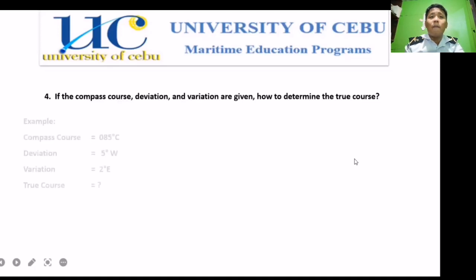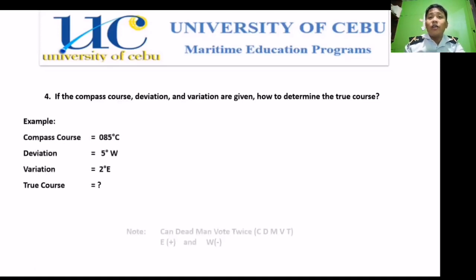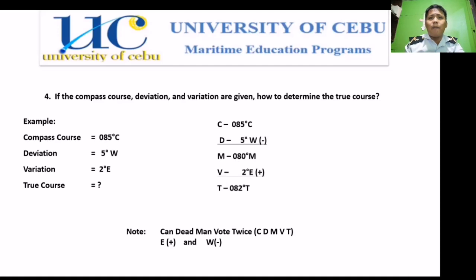In the fourth, if the compass course, deviation, and variation are given, how to determine the true course? Note: Can Dad Make Voyages True, CDMVT. If it is east, it is addition. If it is west, it is subtraction. For example, 085 degrees compass course and the deviation is 5 degrees west, and it is west, so we're going to subtract. So the magnetic is 080 degrees and my variation is 2 degrees east, and it is east, so we're going to add, so my true course is 082 degrees.